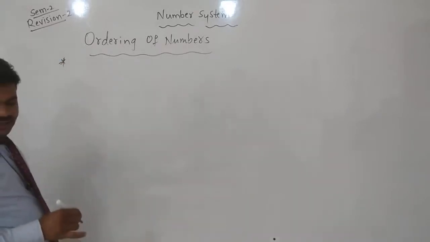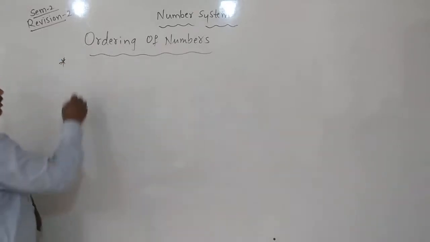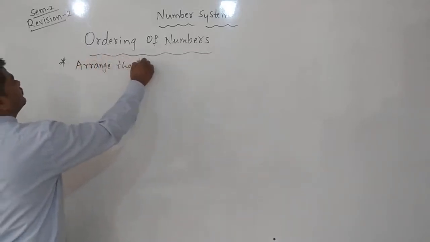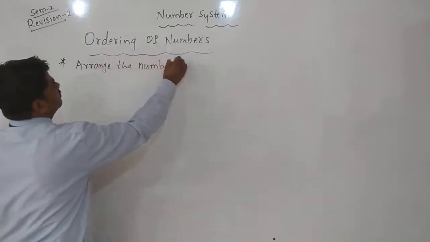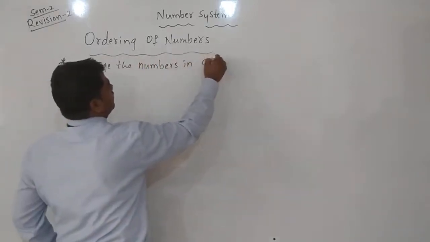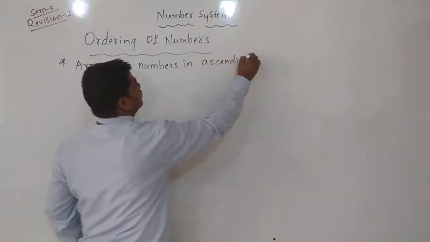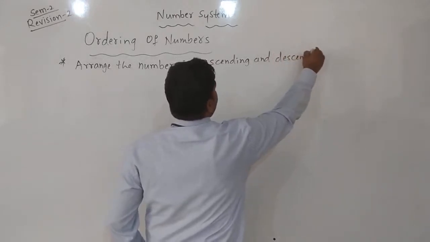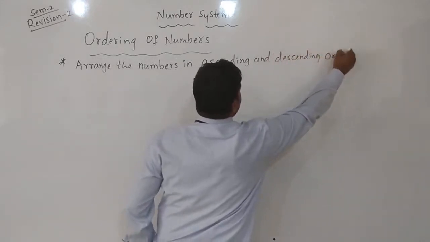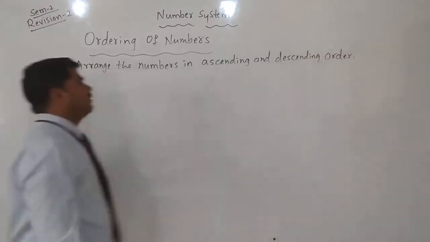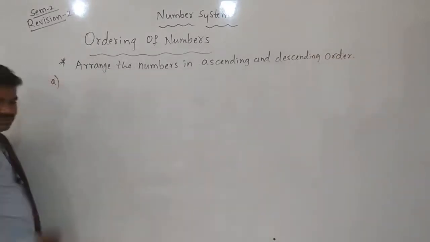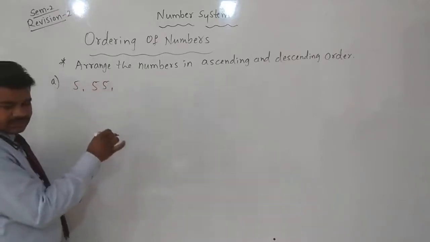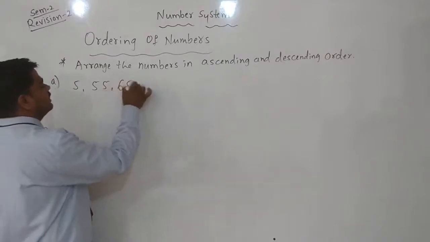The question is, arrange the numbers in ascending and descending orders. Yes, first the given number is 5,55,65,690.